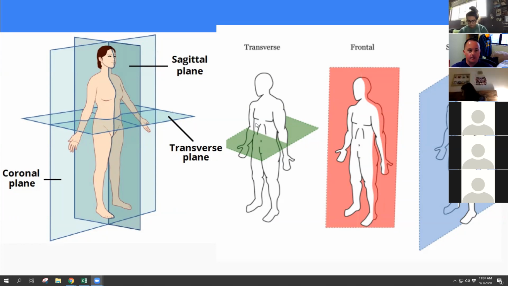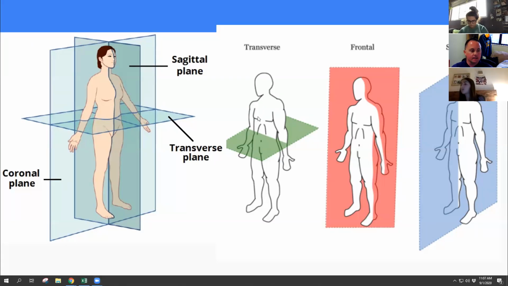Now, that is all, again, in relation to something. So I can't just say the shoulder is superior. The shoulder is superior to what? The shoulder is superior to the knee. However, the shoulder is inferior to the head. So typically when you're talking in anatomical terms, it is in relation to something.